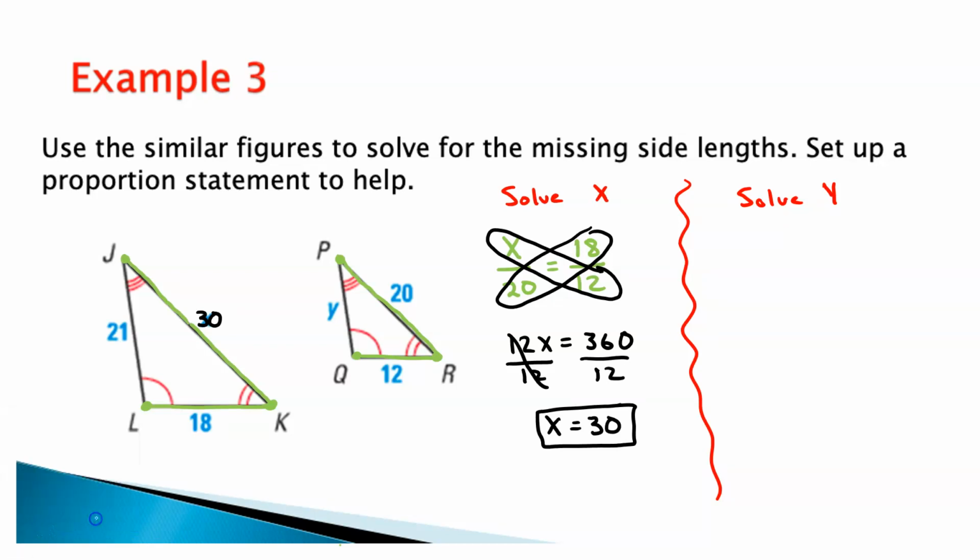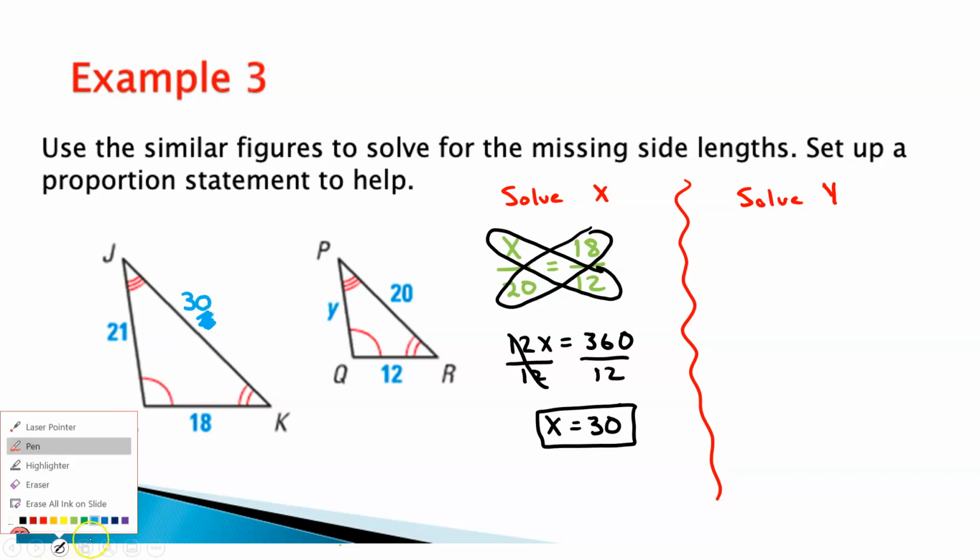Let me change colors. And again, think of this as maybe even resetting the problem. We know what x is here, so I can use that to my advantage. I know x is now 30, so I can cross off the x and write 30 in there. That might make your life easier when you're trying to solve for y. So let's go through and try to solve for y.